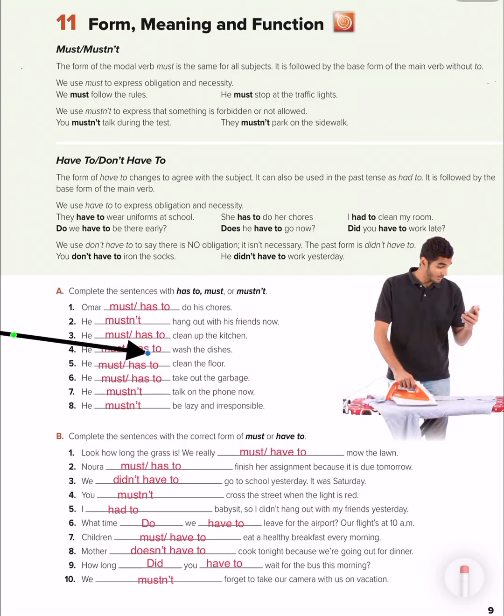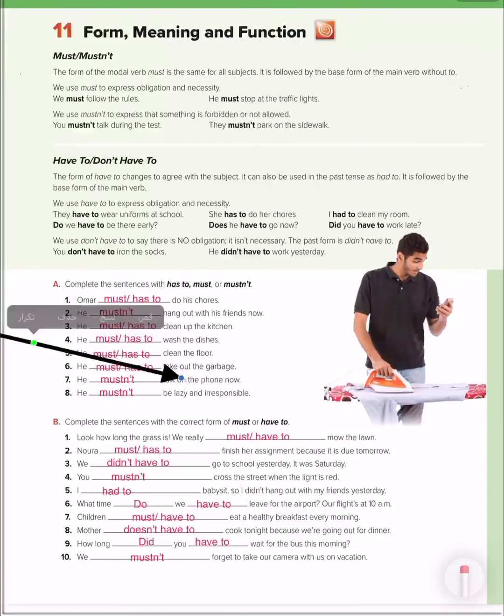Number 4, must or has to wash the dishes. Number 5, he must or has to clean the floor. Number 6, he must or has to take out the garbage. Number 7, he mustn't talk on the phone now. Number 8, he mustn't be lazy and irresponsible.